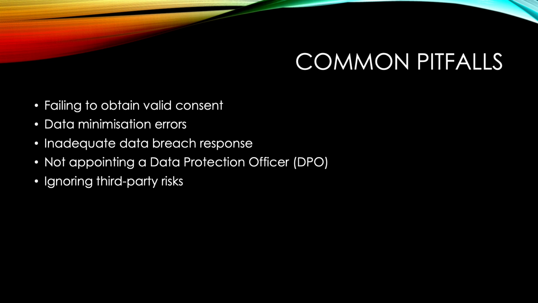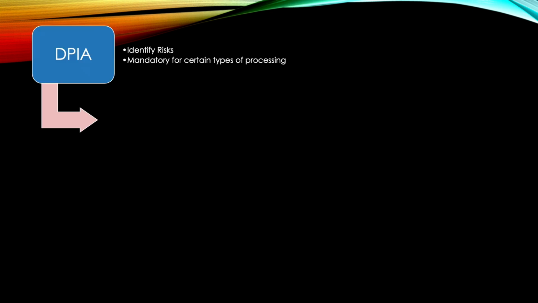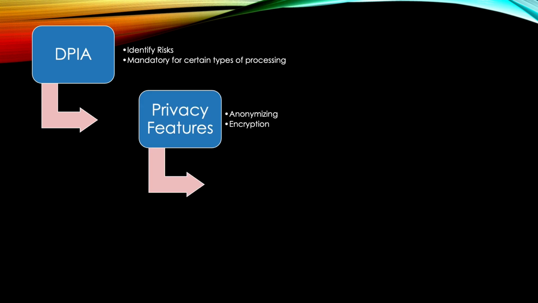So how can businesses implement privacy by design effectively? Let's break it down step by step. First, start with a DPIA, so a Data Protection Impact Assessment. A DPIA helps identify risks to privacy early in the design process. It's mandatory for certain types of processing, especially if the data could affect individual rights and freedoms. Next, integrate privacy features from the start. This could involve anonymizing data, using encryption, or ensuring that user data is minimized at every step.